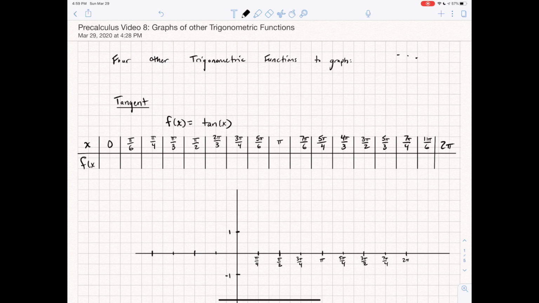All right, welcome to video 8. In this video, we're going to be focusing on the graphs of the other trigonometric functions. So far, we have only talked about sine and cosine as functions, but we can extend those main ideas to the remaining four trig ratios: tangent, cosecant, secant, and cotangent. So to start, what we're going to look at is tangent.